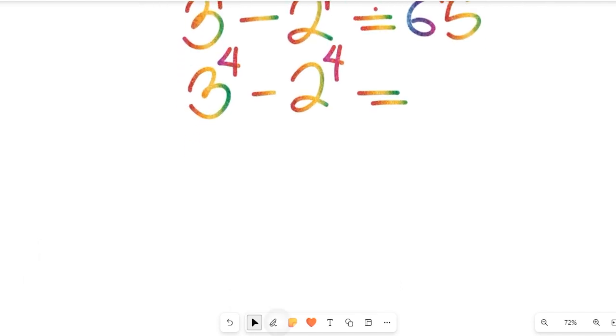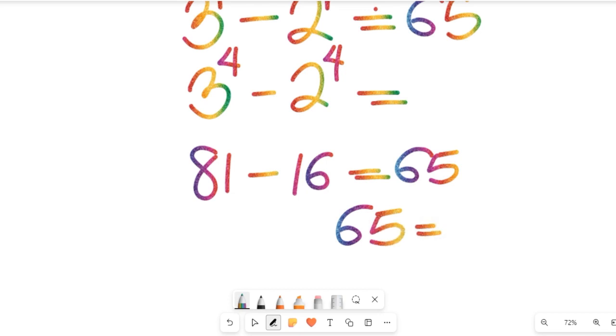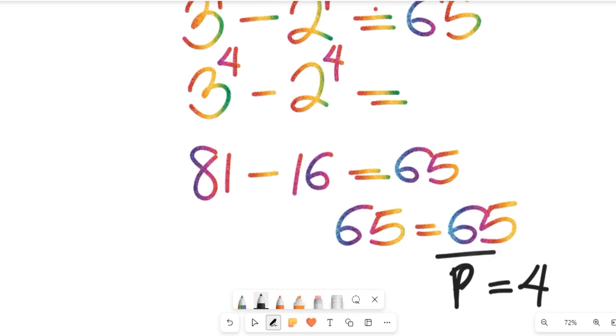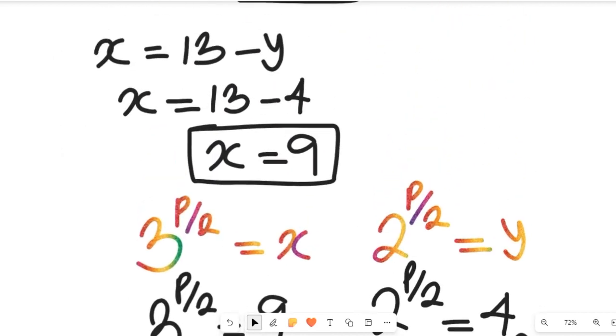3 to the power of 4 is equal to 81. 2 to the power of 4 is equal to 16. So 81 minus 16 is equal to 65. So what do we have? 65 on the right hand side. So that tells us that the value of p equal to 4 is a solution that truly satisfies the exponential equation that is given to us up there.